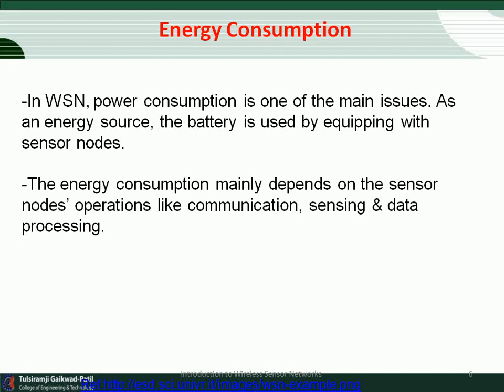Sensor nodes are equipped with a battery that is used as their energy source. So power consumption is one of the main issues. The sensor network can be deployed in hazardous conditions, so it becomes difficult to recharge or replace batteries. Energy consumption depends upon the major operations of the sensor node, which are sensing, data processing, and communication.